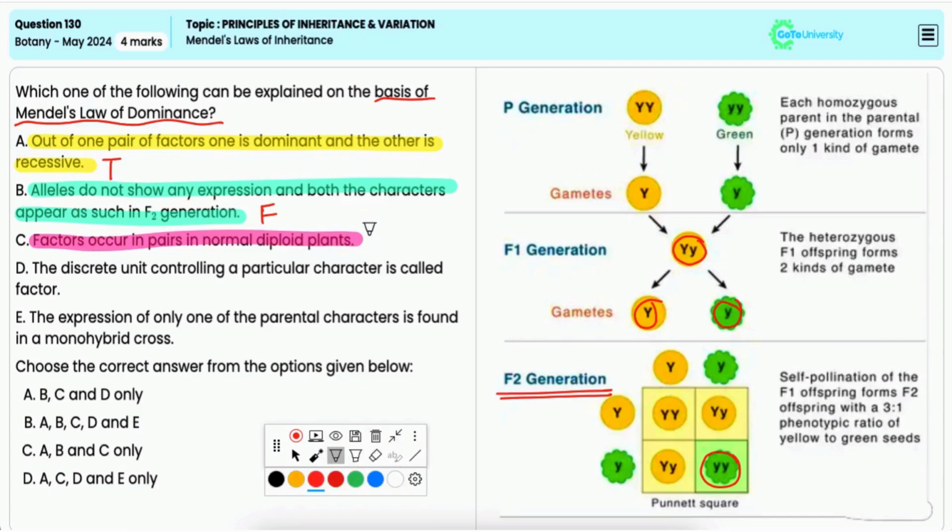C. Factors occur in pairs in normal diploid plants. Now, this is also consistent with Mendel's findings that traits are controlled by a pair of factors. Now we know them to be alleles in diploid organisms.